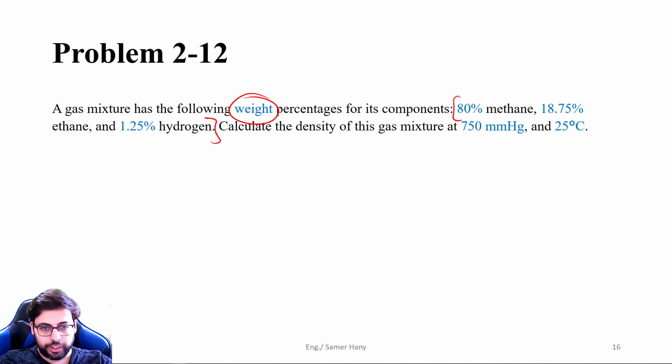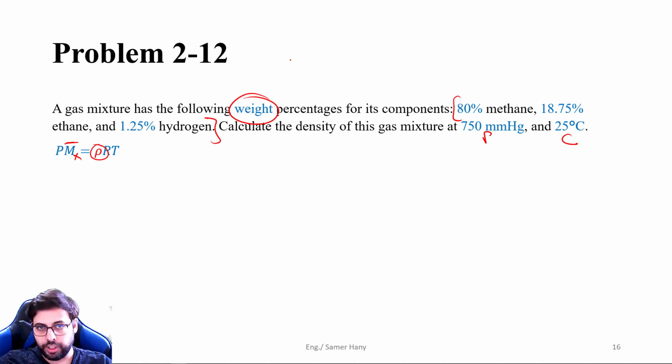So the requirements are: calculate the density of this gas mixture at a certain pressure and temperature. We need the density, so PM equals rho RT, and we need rho from this relation. But we don't have the molecular weight, and since this is a mixture, we need the average molecular weight that represents all of the different gases inside the mixture. It's like we have this gas X, as we just discussed in the last slide. So we need the average molecular weight of this system, but this system is in weight percent.